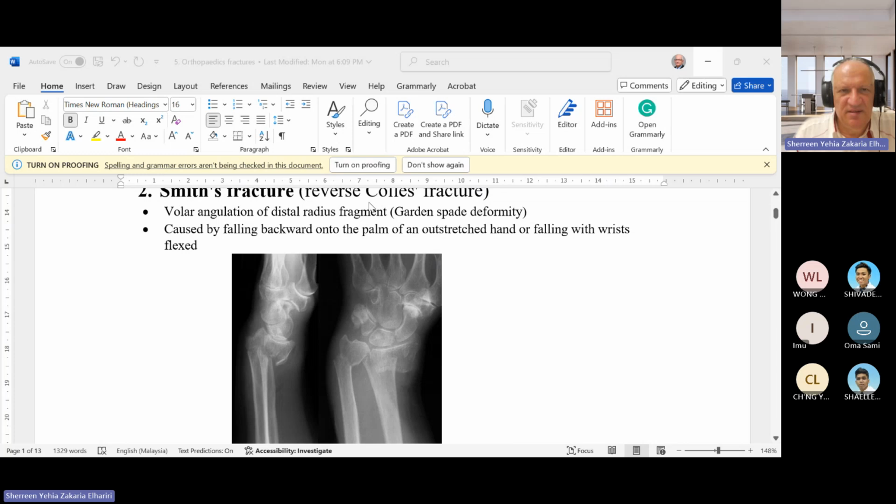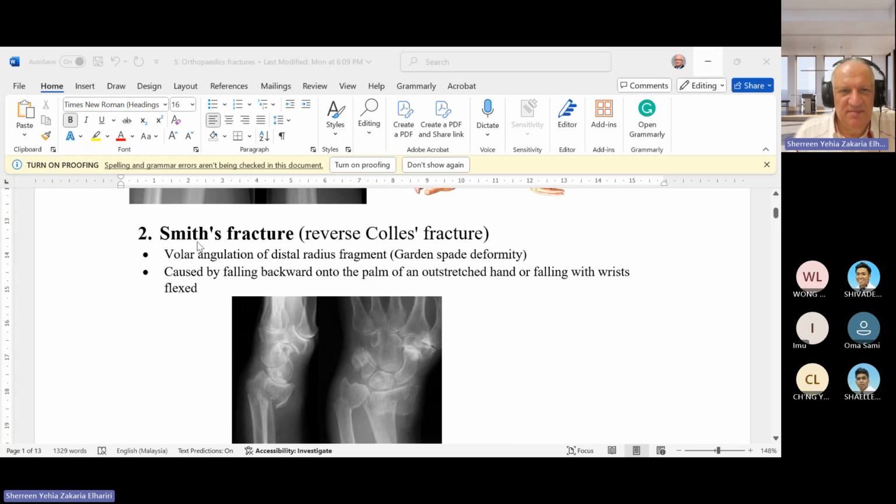The reverse of Colles', which is not important, is Smith fracture. There is angulation of the distal radius fragment, caused by falling back on the palm of the outstretched hand. So Smith fracture is the reverse of Colles' and is not common.